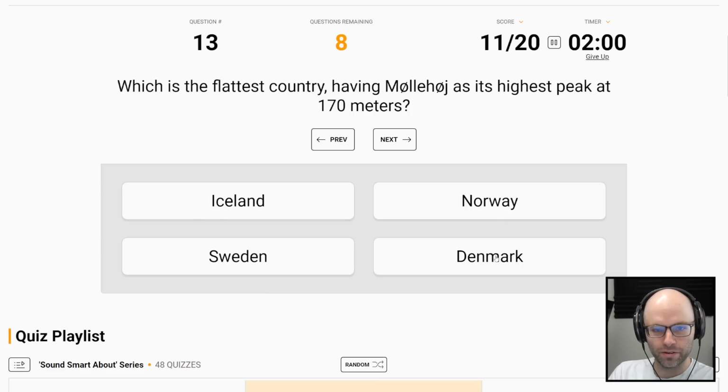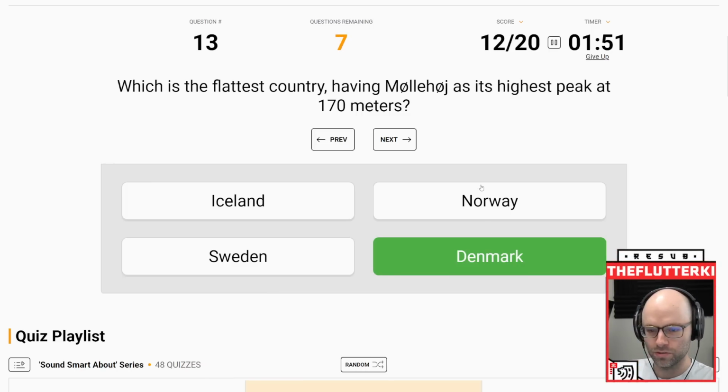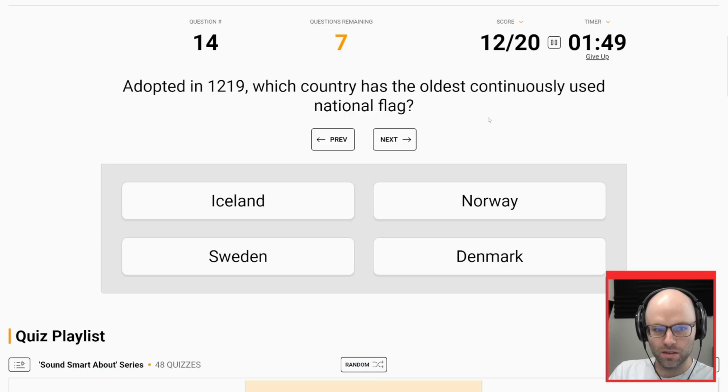That would be Denmark. Whenever I play GeoGuessr and there's a mountain, people laugh at me when I say that it's Denmark, because they're like, Denmark is the flattest country in the world. So I'm going to say Denmark. Which country has the oldest continuously used national flag?